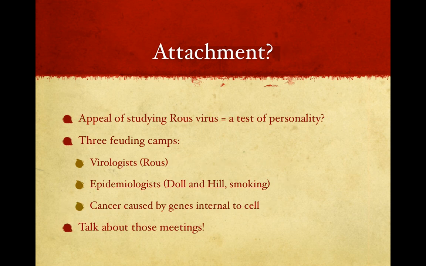Now, that was one theory, and we're about to talk about another theory. But one of the things that's brought up at this point in the book is attachment to theories by scientists. And this led to three feuding camps within cancer research. First of all, you had the virologists, who were led by Pitt and Rouse.